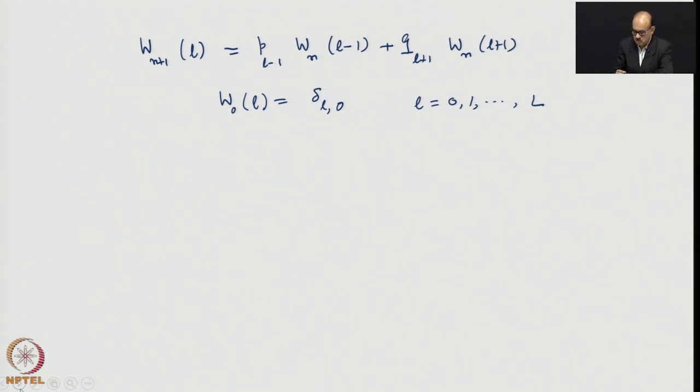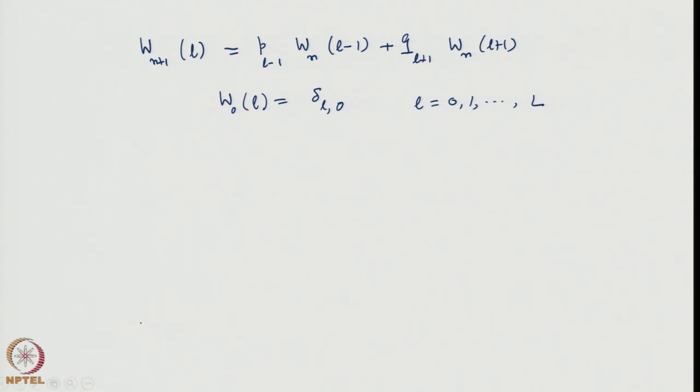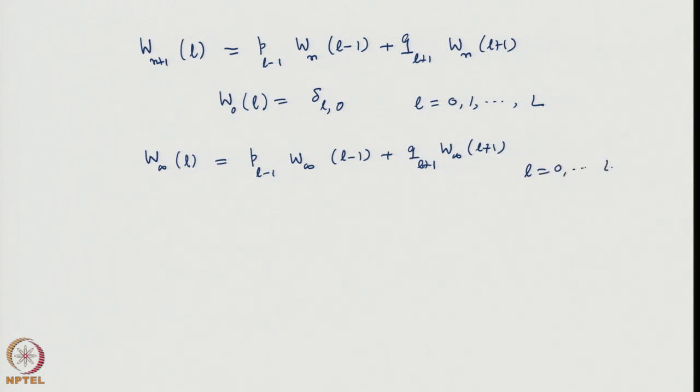So, as earlier, we postulate that such an equilibrium could exist. For a sufficiently large number of steps, the occupancy probabilities will be invariant with respect to the number of steps, and that would be W_infinity, and then this equation is just going to be W_infinity(L) equals P_{L-1} W_infinity(L-1) plus Q_{L+1} W_infinity(L+1) for all L. Now, this equation is not very difficult to solve. Already we have established a method for equilibrium, and with that method we showed that the final solution is actually a product of P's divided by a product of Q's.